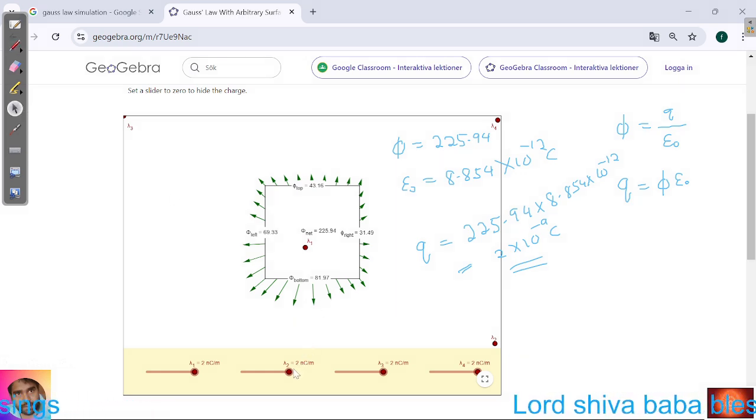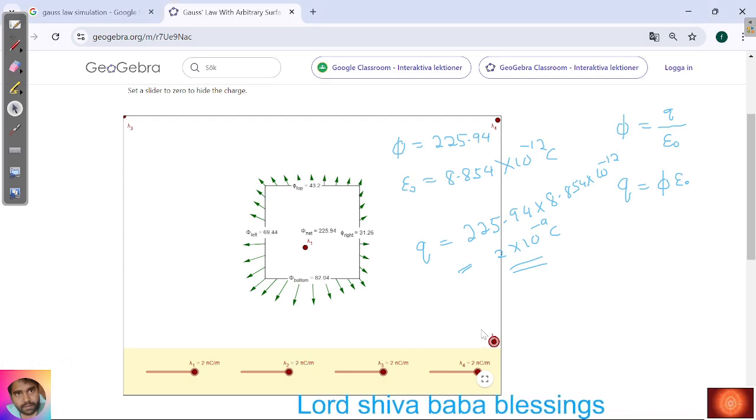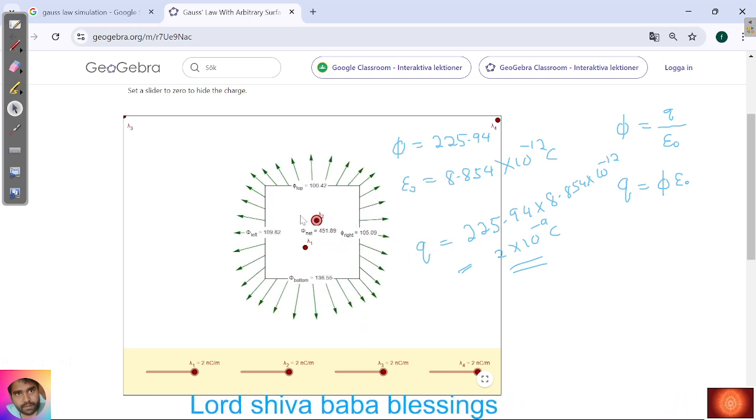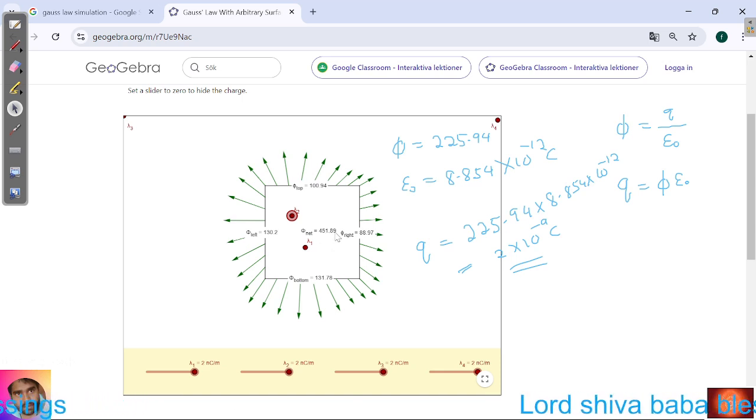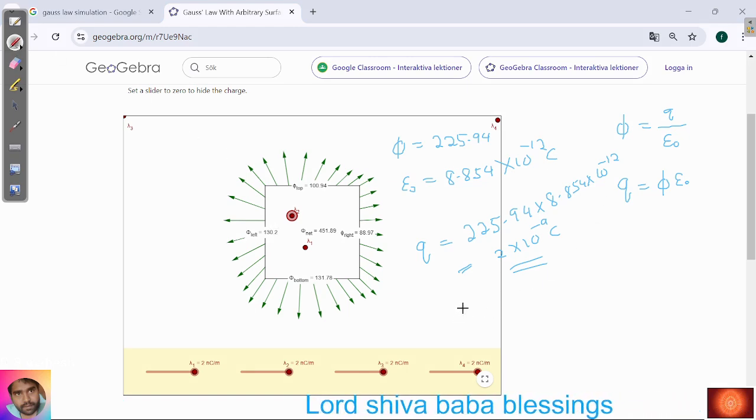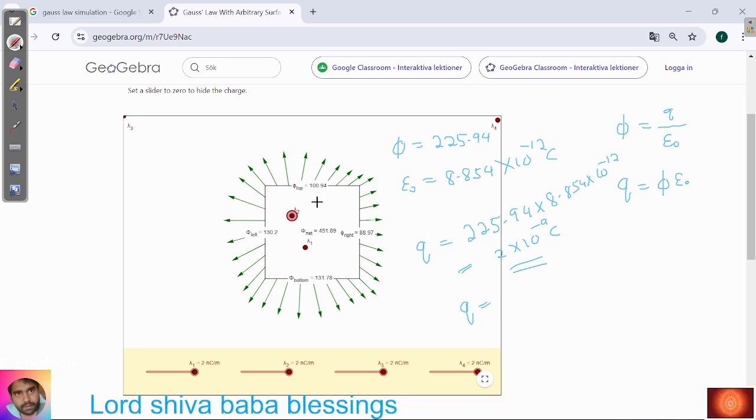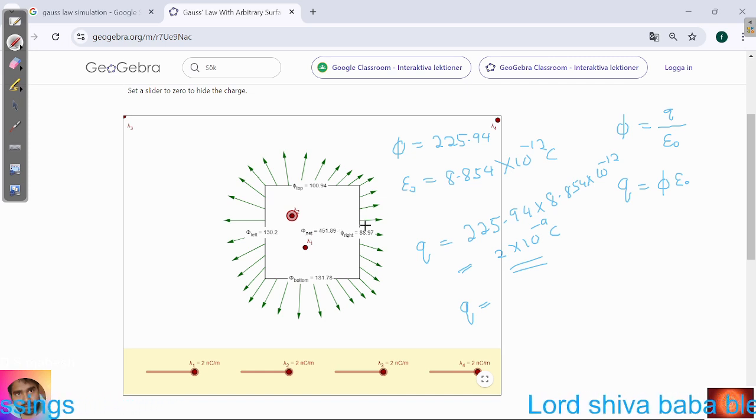If I include another charge, let me consider another charge of 2 nanocoulombs. Look over here, I'm adding another charge of 2 nanocoulomb. So what is the total flux which is coming out? It has increased. So the value is how much? 451.89. If I add all the fluxes coming out of the top, left, right and bottom, the total flux is 451.89.